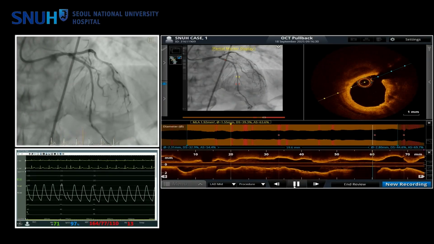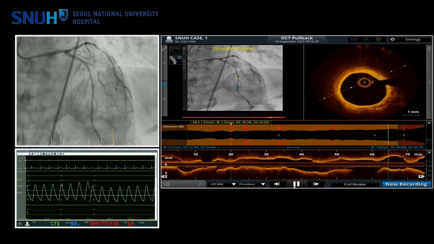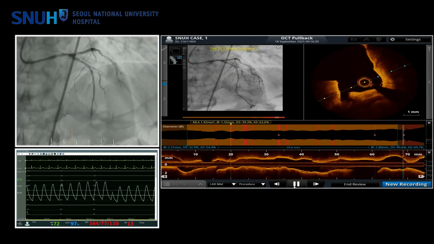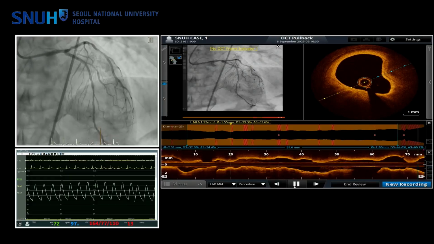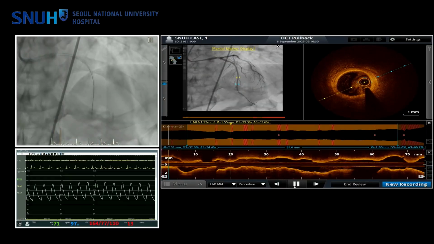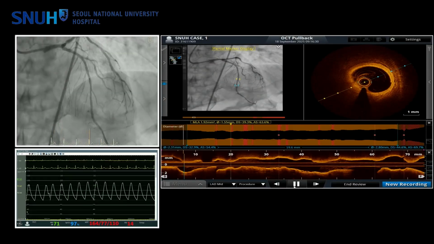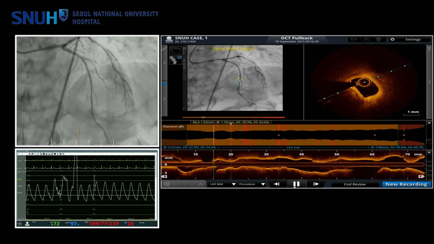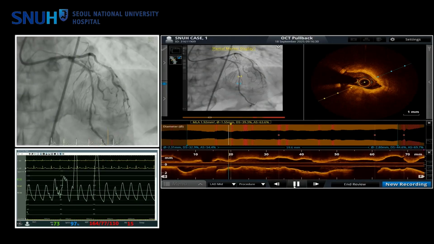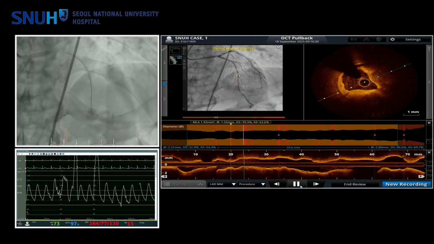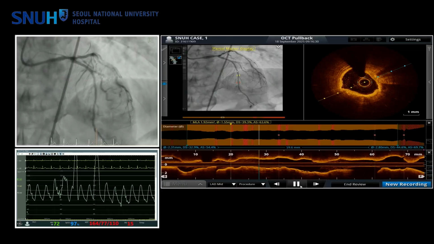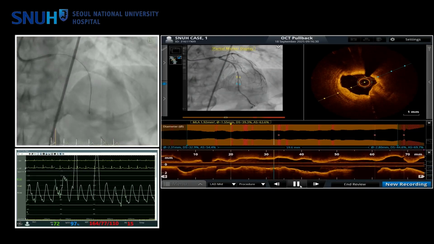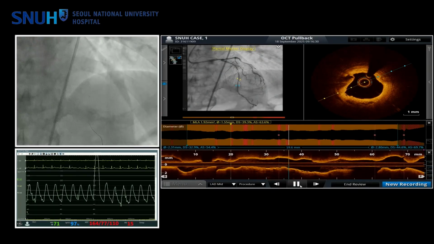Yeah, it looks shredded. You can see the shredded morphology. Okay, just once again. As we can see, the fracture on the left side. Here also, here.